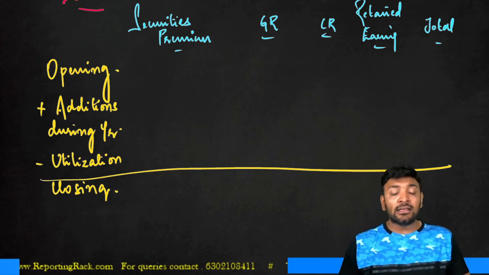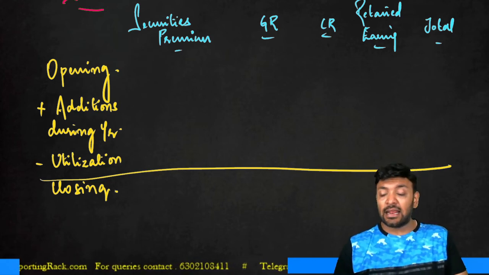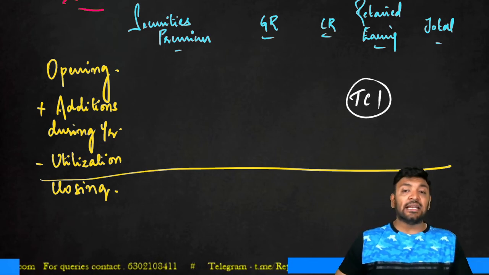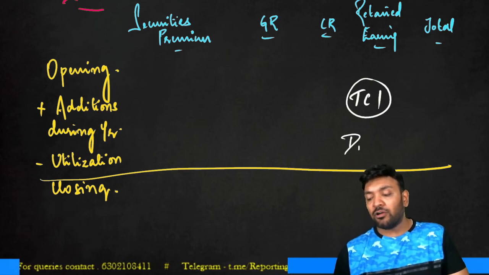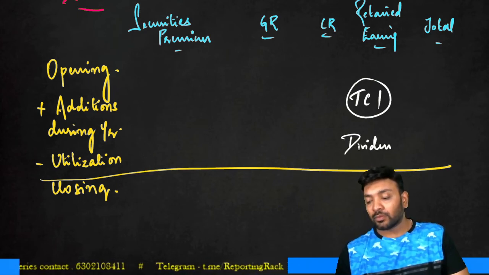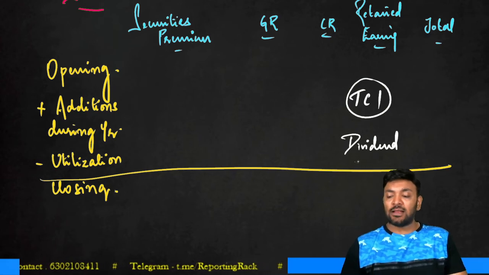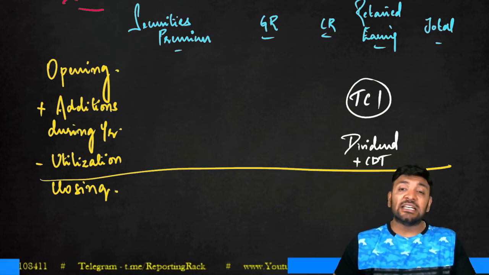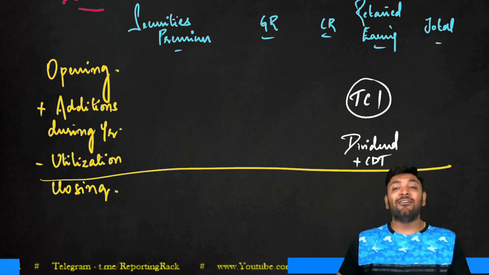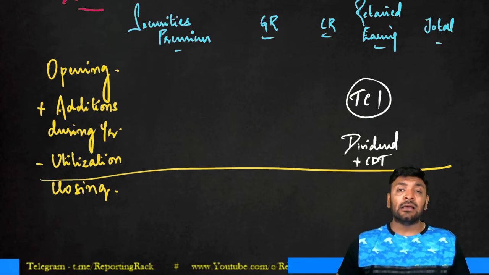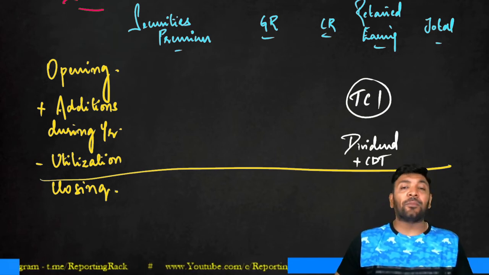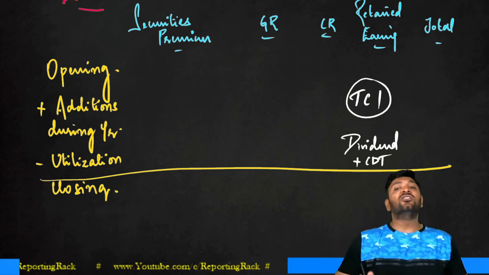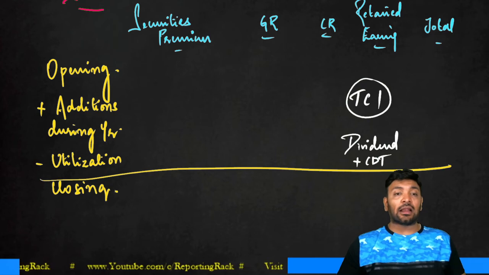Remember, under retained earnings, the additions during the year are generally in the form of total comprehensive income. TCI is an addition. Utilization is in the form of dividend paid, along with CDT, corporate dividend tax. This part of CDT we have already dealt with under Ind AS 12, where we said CDT, though it is a charge against profit, should not be presented in the statement of P&L, but should be presented as an adjustment in other equity. So this is the adjustment in other equity where we record. Clear?